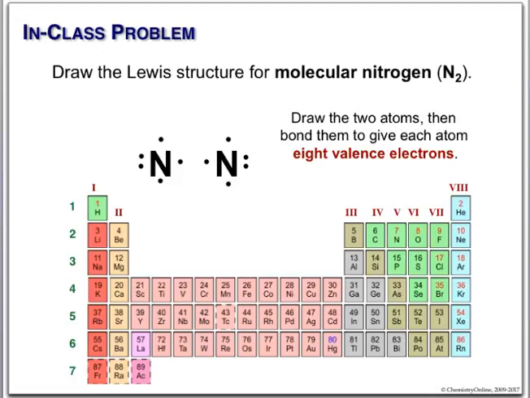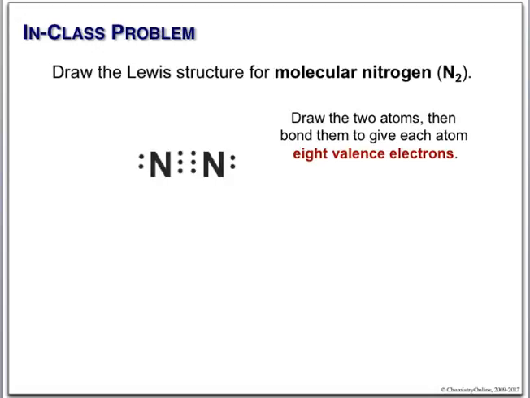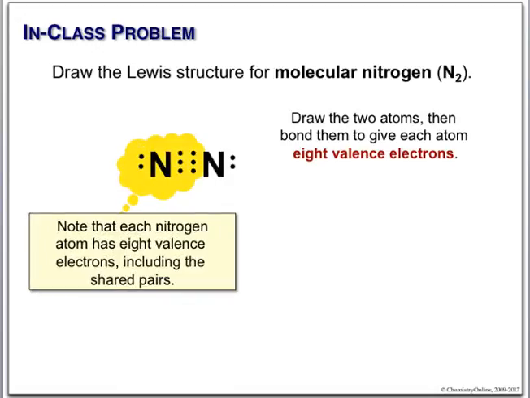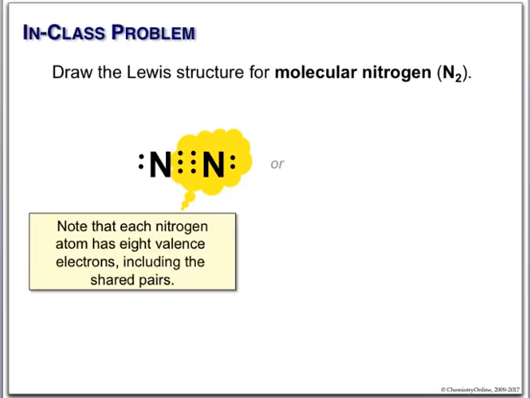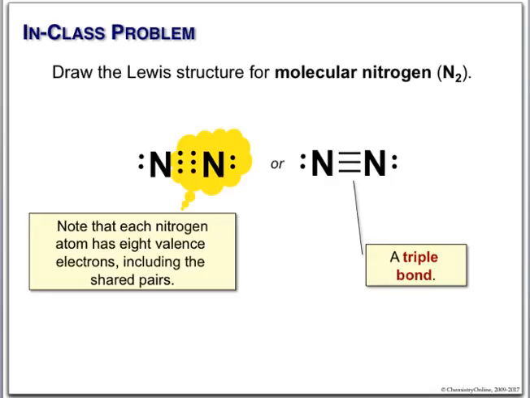So there's our 2 nitrogens, each with 5. We share so that we wind up with 6 electrons between them. Each nitrogen now has 8: 6 shared, 2 out here, 6 shared, and 2 out here. If we draw this using our line bond convention, we have 3 lines. We call this a triple bond.